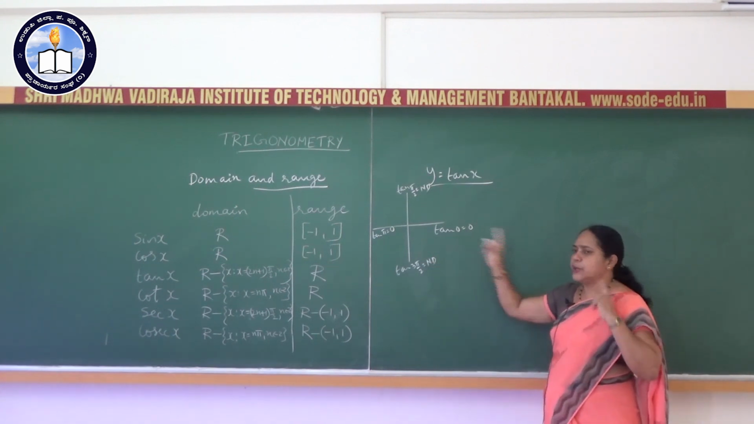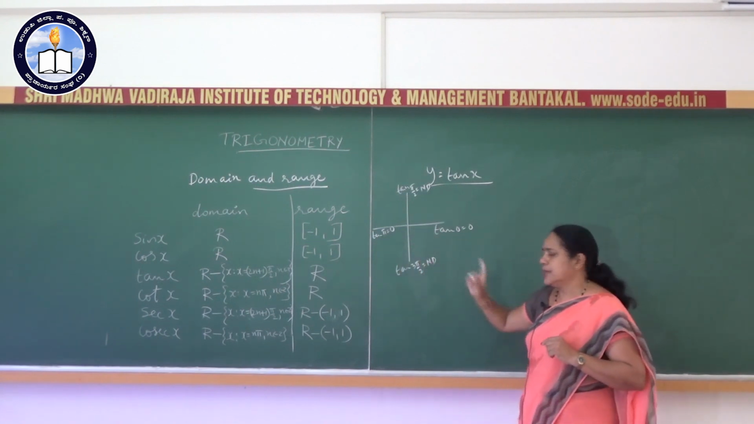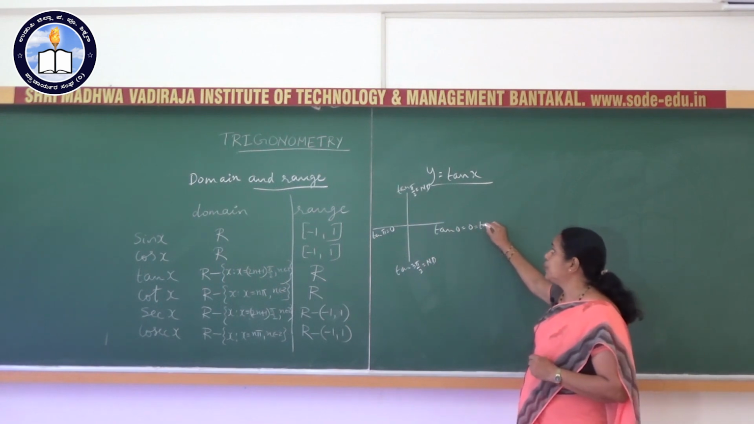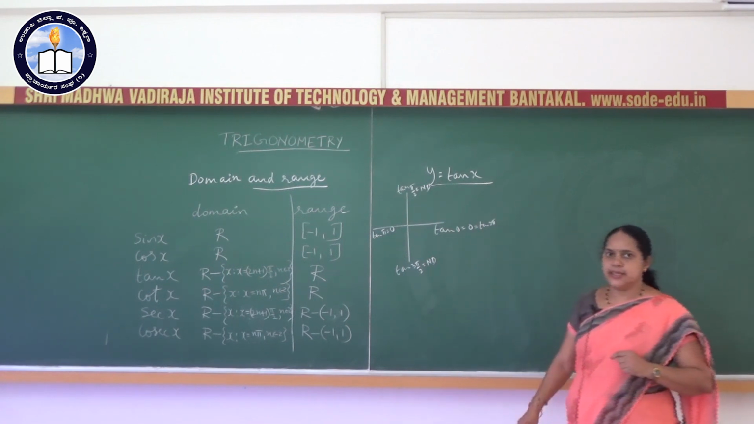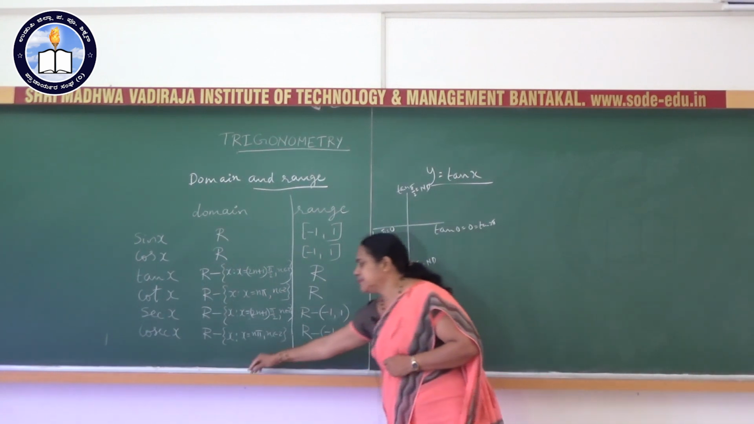So tan 0 is 0, tan pi by 2 is not defined, tan pi is equal to 0, tan 3 pi by 2 is not defined, tan 2 pi is equal to 0. So what is the graph of y equals tan x?